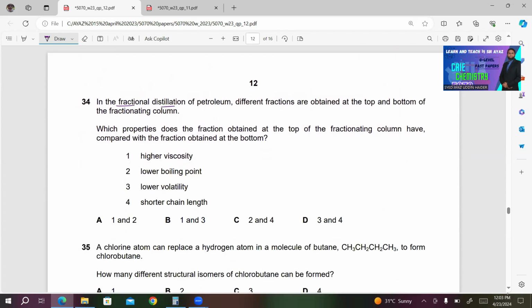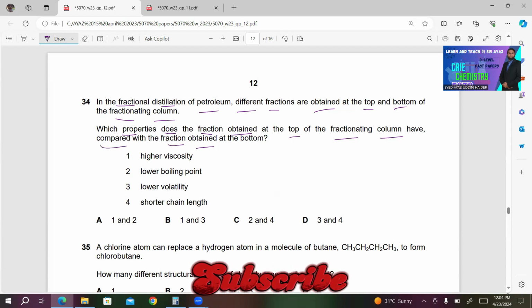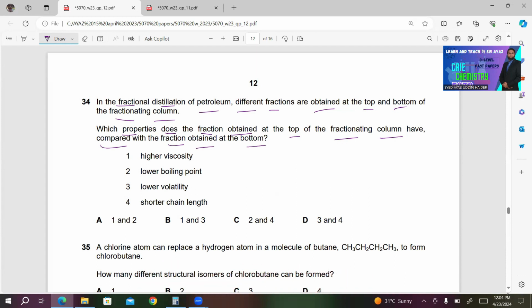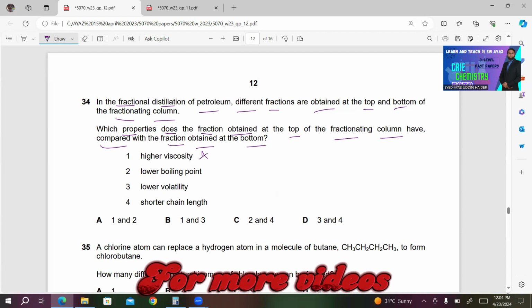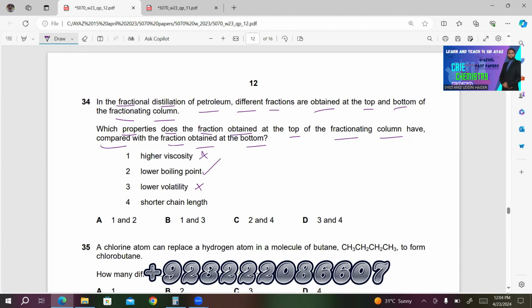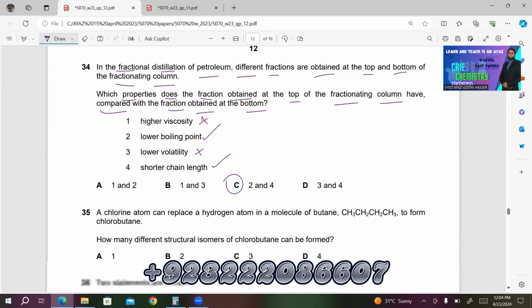34. In the fractional distillation of petroleum, different fractions are obtained at the top and bottom of the fractionating column. Which properties does the fraction obtained at the top of the fractionating column have compared with the fraction obtained at the bottom? Higher viscosity. The fractions obtained at the top of the column have low carbon chains. They have low melting point, low boiling point. They are highly volatile. They have low viscosity. So this is incorrect. What about 2, lower boiling point? This is correct. Lower volatility, this is also incorrect because they are highly volatile. 4, shorter chain length, this is also correct. So C must be the right answer in this case.